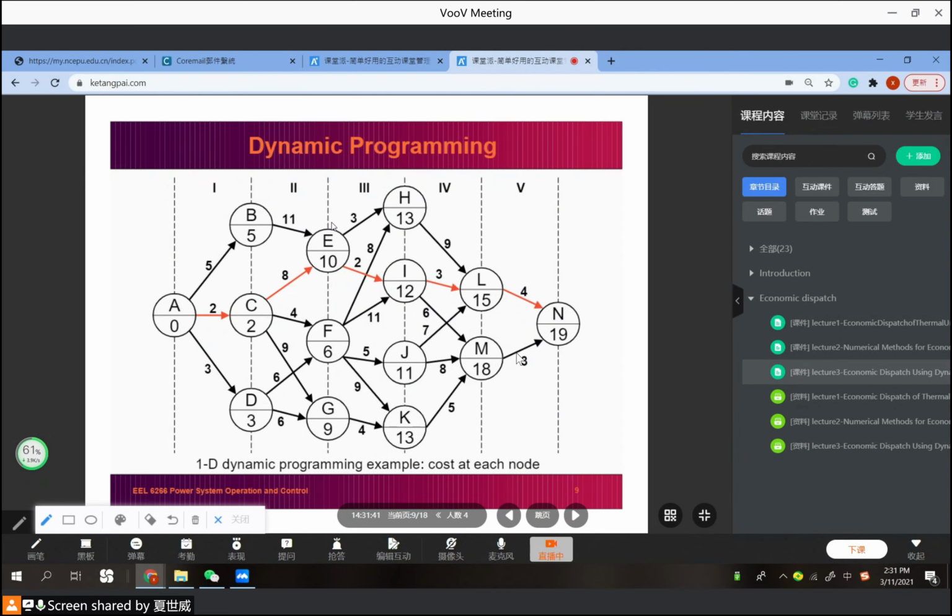So if you are in stage 2 and you want to go to point E, there are 2 possible paths. You can go from B to E or C to E. If you go from B to E, the cost will be 5 plus 11, which is 16. If you travel from C to E, the cost will be 2 plus 8, which is 10. So economically, this path is better.